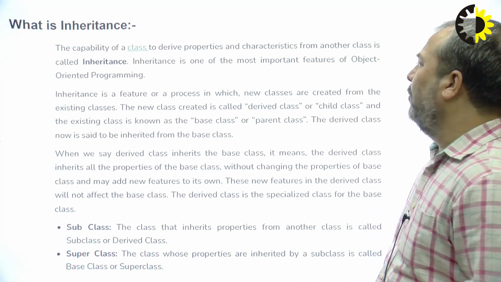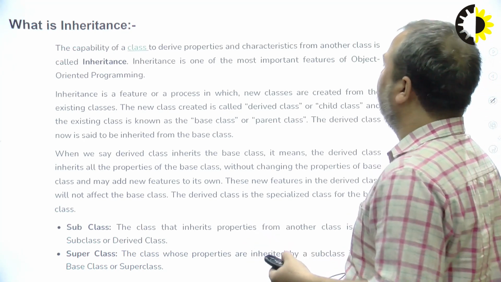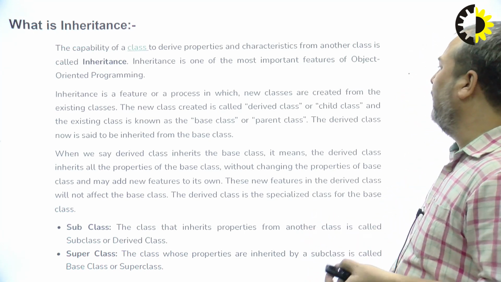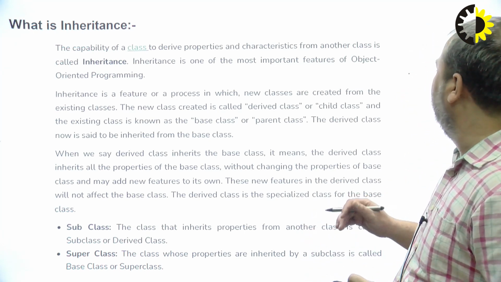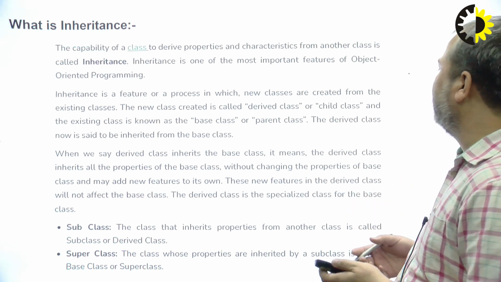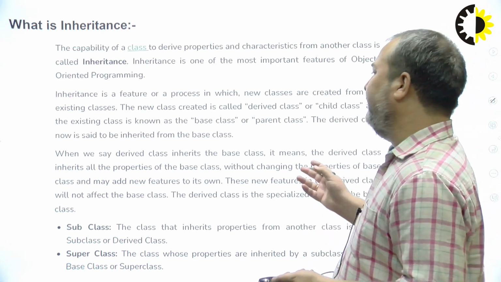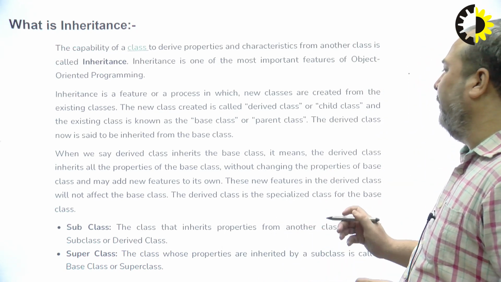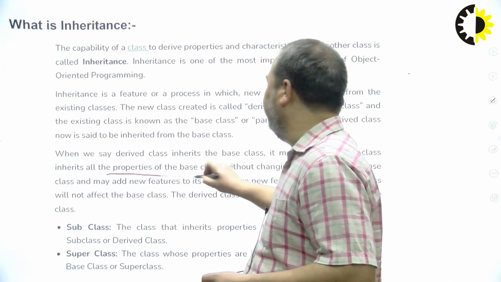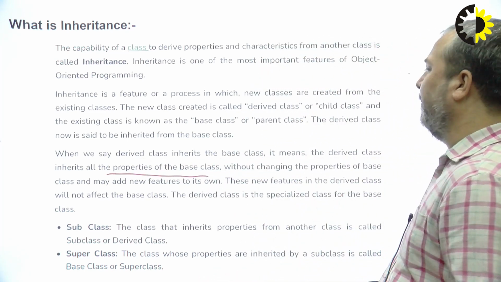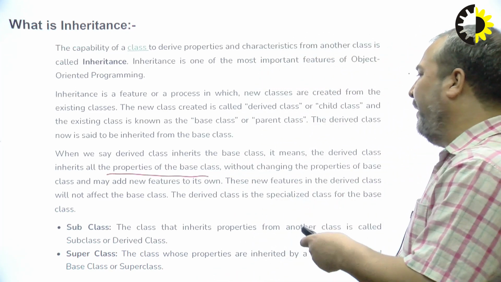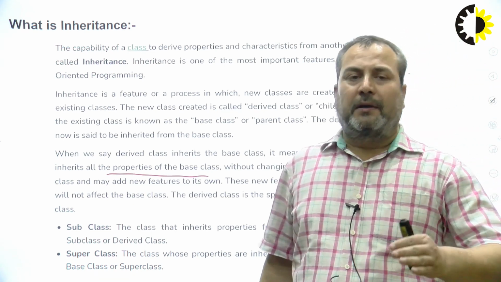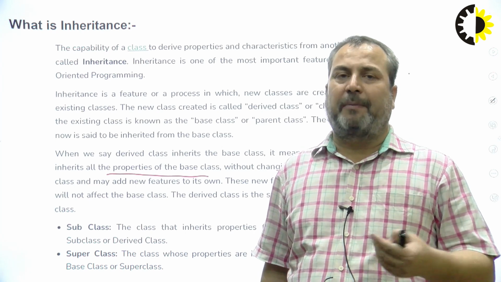So inheritance is a feature or process in which new classes are created from existing classes. The new class is called the derived class, and the old class is called the base class or parent class. When we say the derived class inherits the base class, it means the derived class inherits all the properties of the base class without changing them, and may add new features of its own.